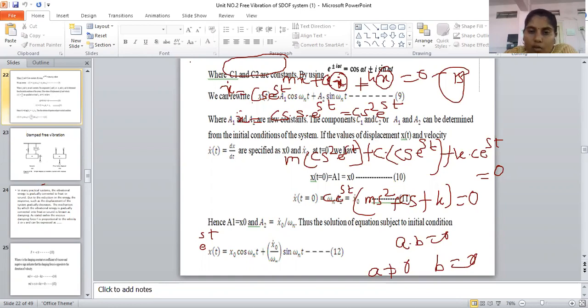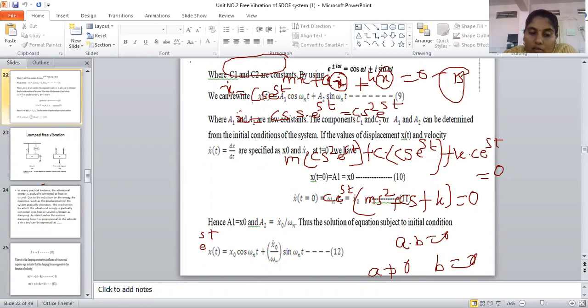By putting these two values in equation number 15, we get the common terminology like this: c into e raised to st into (ms square plus cs plus k) is equal to 0. Here this is the a parameter and this is the b parameter. A into b is equal to 0. We know that a dot b is equal to 0 means if a is not equal to 0, then b is equal to 0.